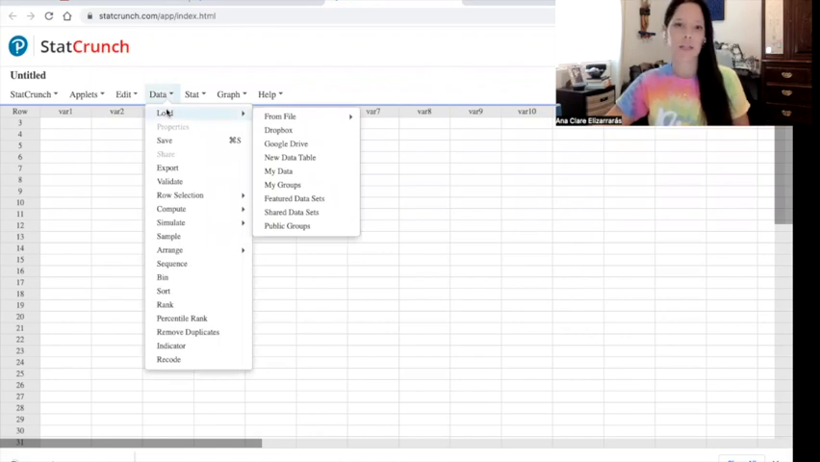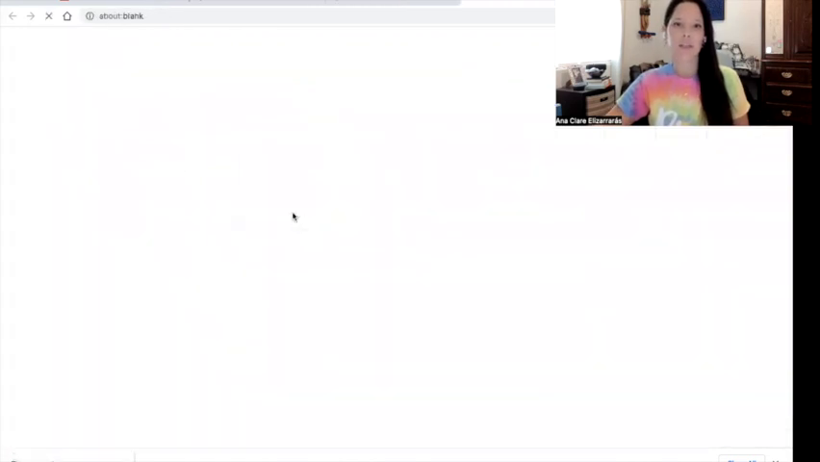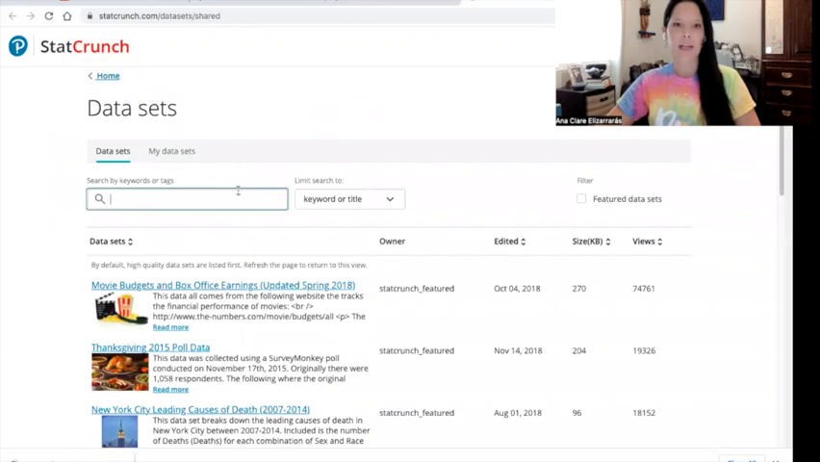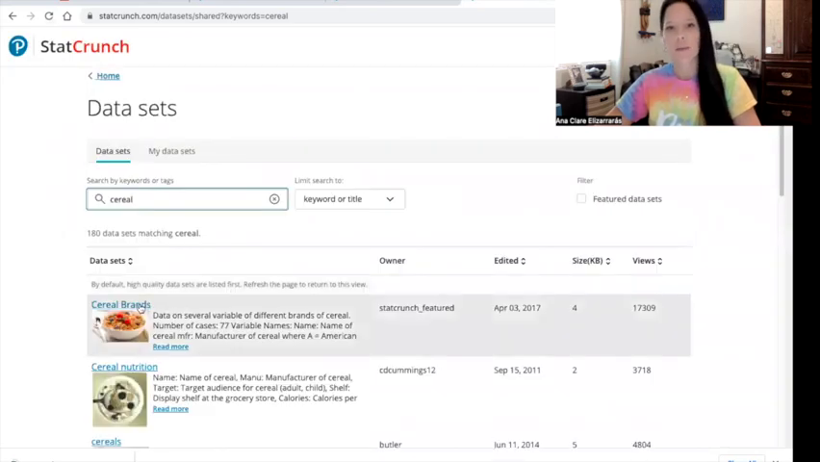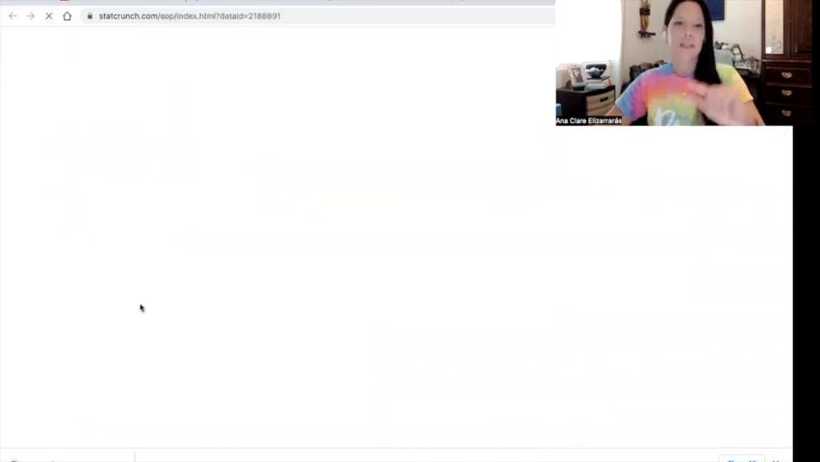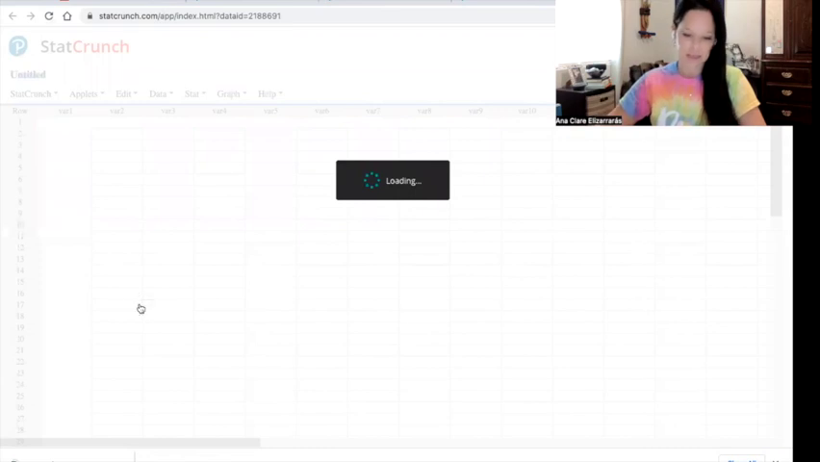This is a shared data set. We select shared data sets and we type in serial. It is the StatCrunch featured option. They're the owners of this that we are going to select. It's typically the first one that pops up. You select the name and here comes the data.